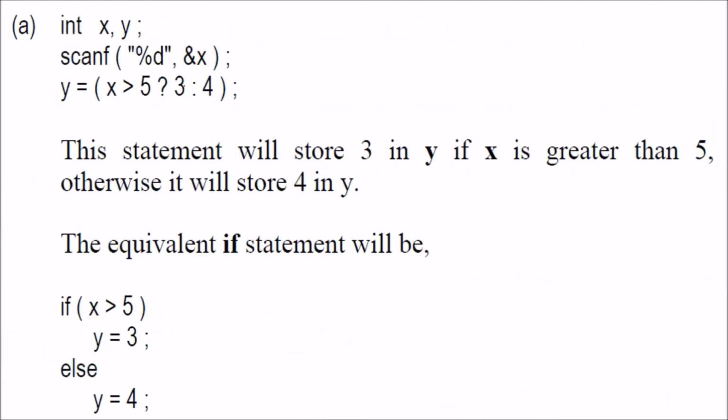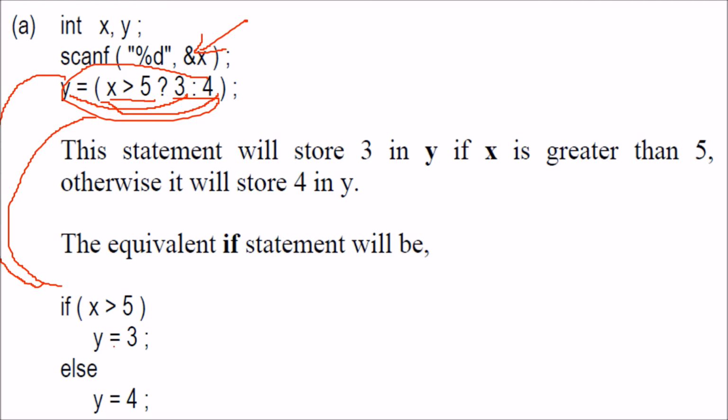We'll see an example. int x, y; scanf("%d", &x). If you enter a value greater than 5, 3 will be assigned to y. Otherwise, 4 will be assigned. This one line is similar to saying if x is greater than 5, y equal to 3, else y equal to 4. So these two are similar.